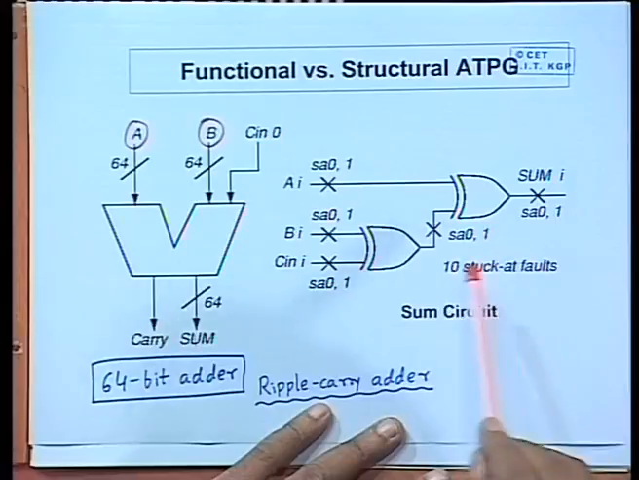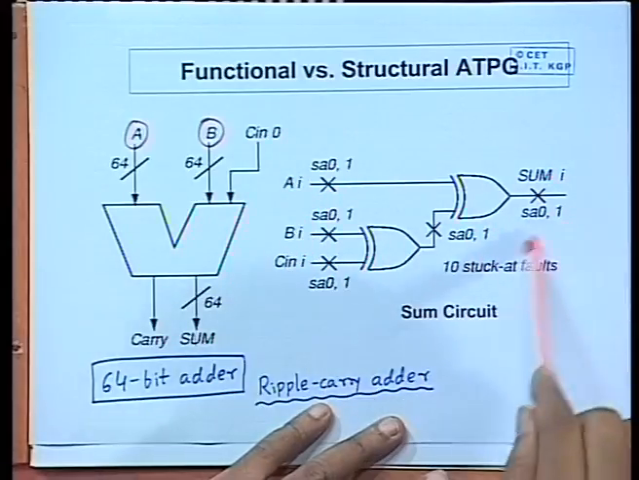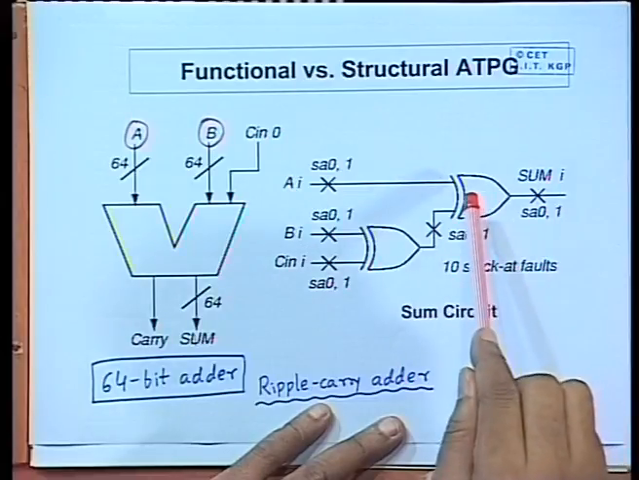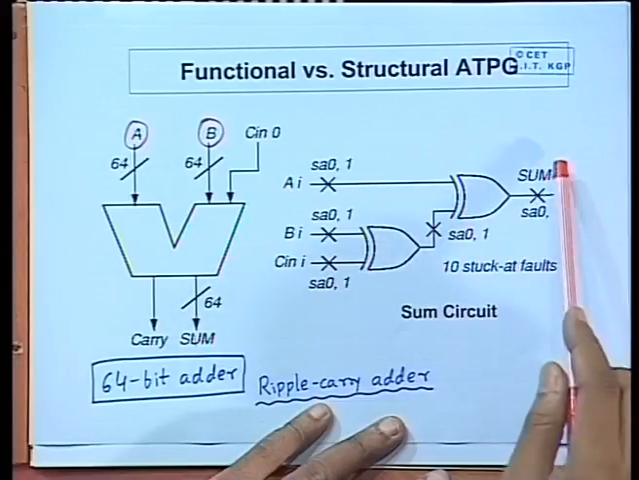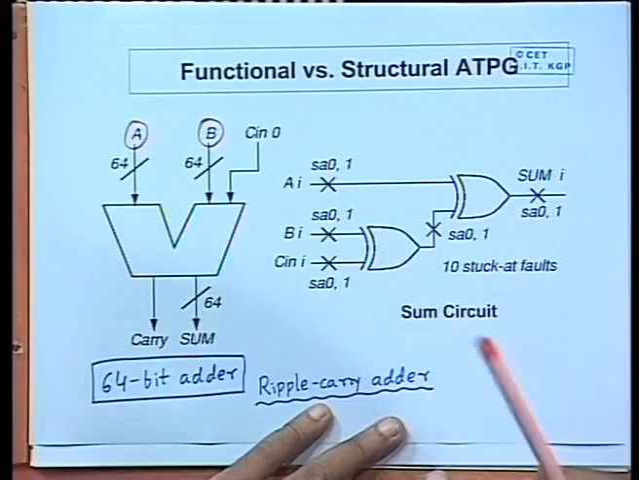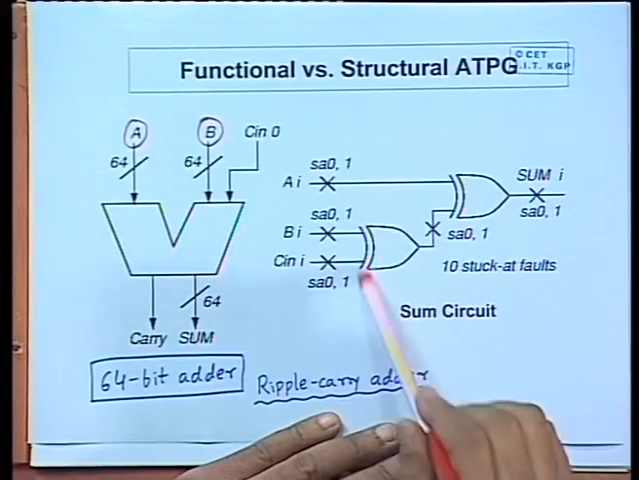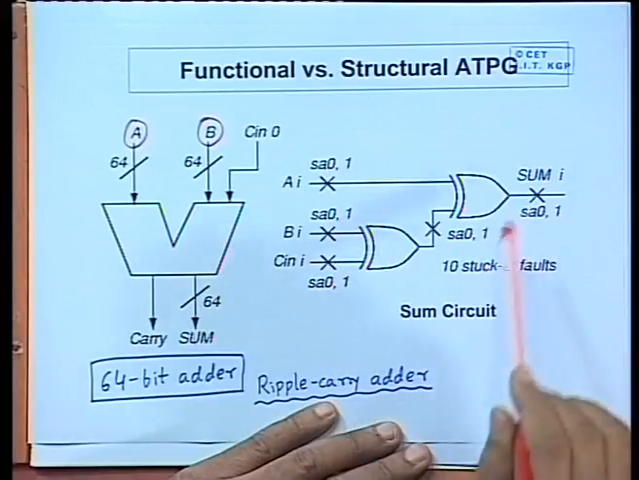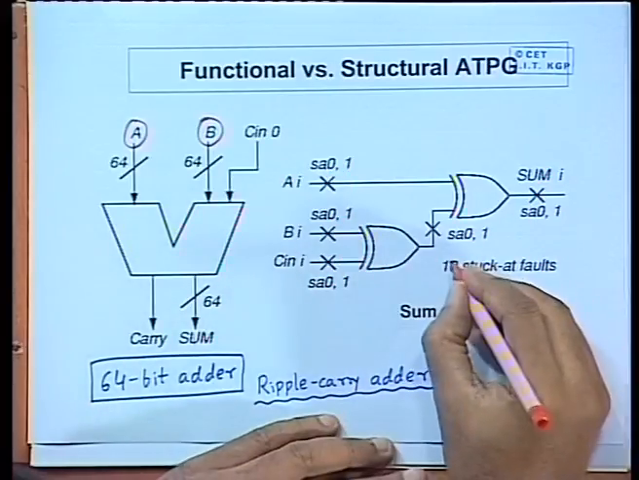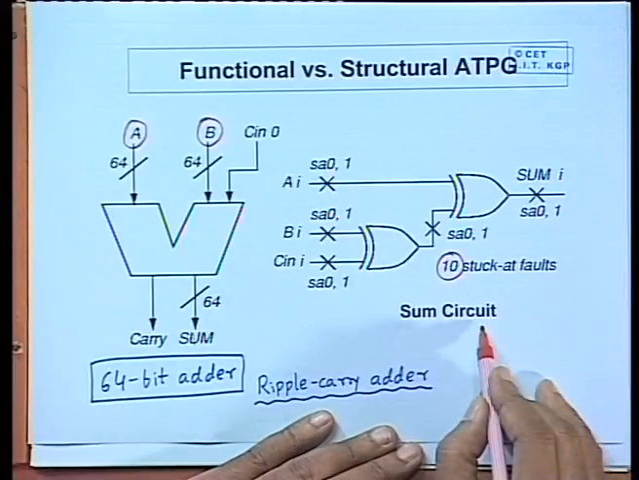So, in the other alternative, this sum circuit looks like this. Sum is the exclusive OR of AI, BI and CI. This is the sum circuit of a full adder. So, if exclusive OR gate is available as a basic gate, then this will be the netlist, and after fault collapsing, for XOR gates you cannot do much fault collapsing. So, there will be 10 stuck-at faults possible in each individual sum circuit.